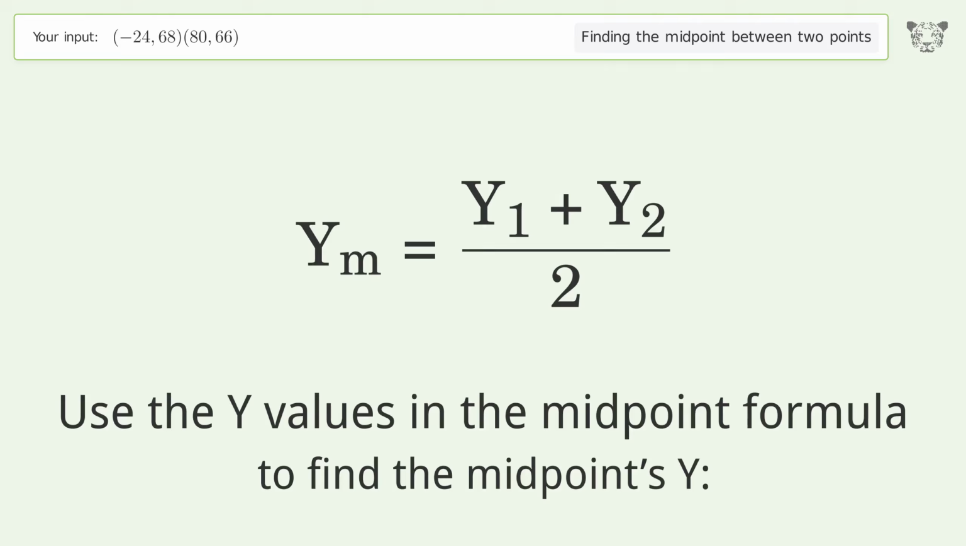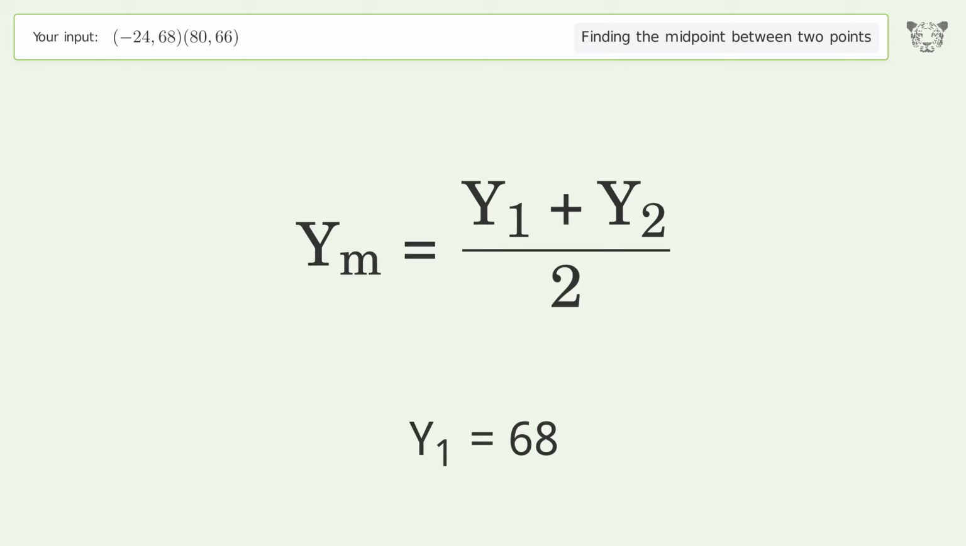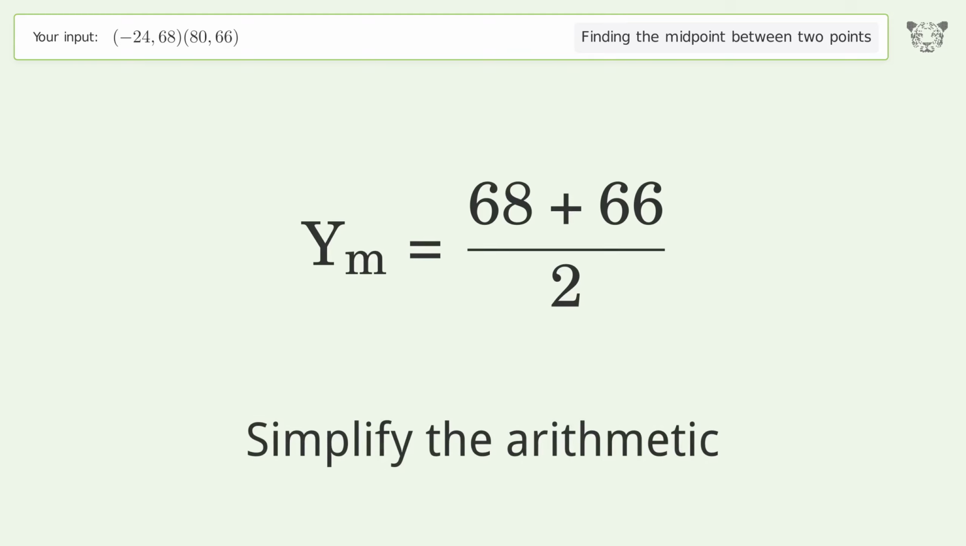Use the y values in the midpoint formula to find the midpoints y. y1 equals 68. y2 equals 66. Simplify the arithmetic.